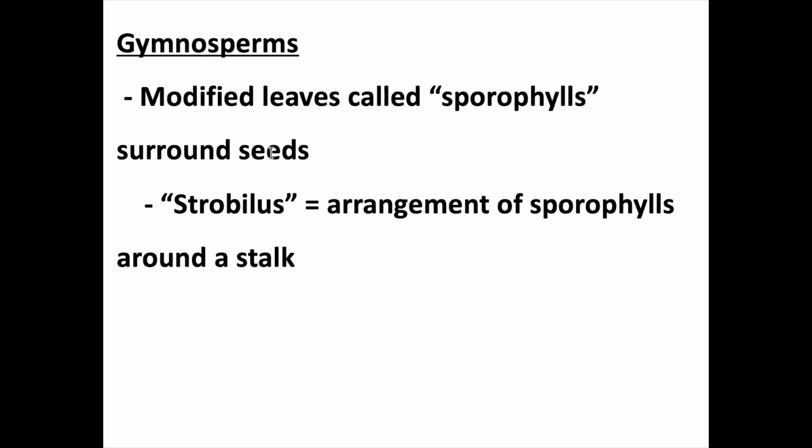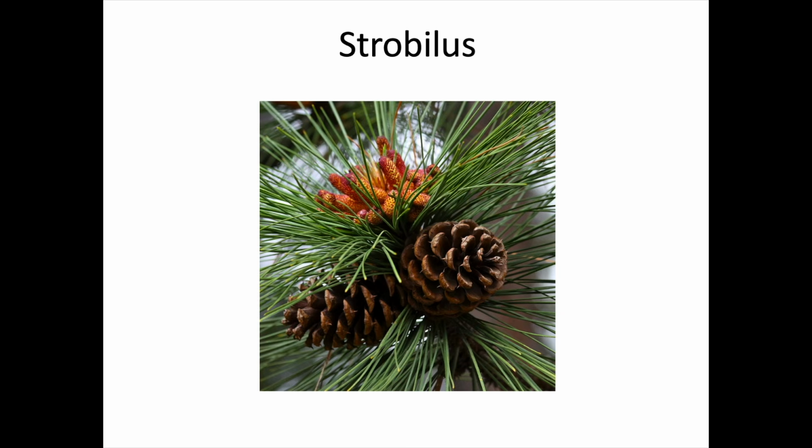These seeds can be surrounded by modified leaves called sporophylls. And we can take a bunch of these sporophylls and arrange them together around a stalk to form a structure called a strobilus. If this is some weird terminology, a bunch of sporophylls and a strobilus, here's a visual of what this can look like. It's just a pine cone, or it's not always a pine cone, but this is a pretty typical strobilus structure.